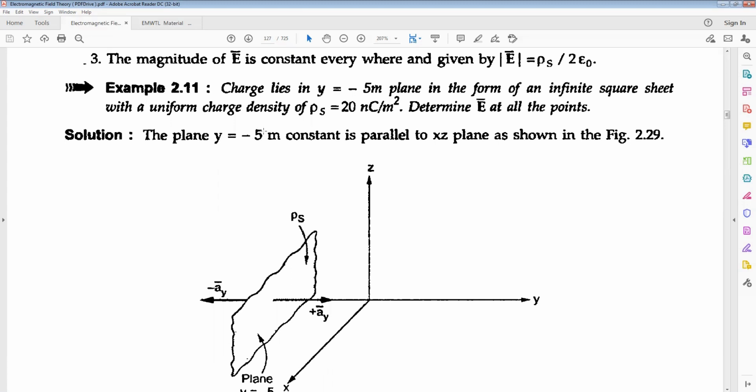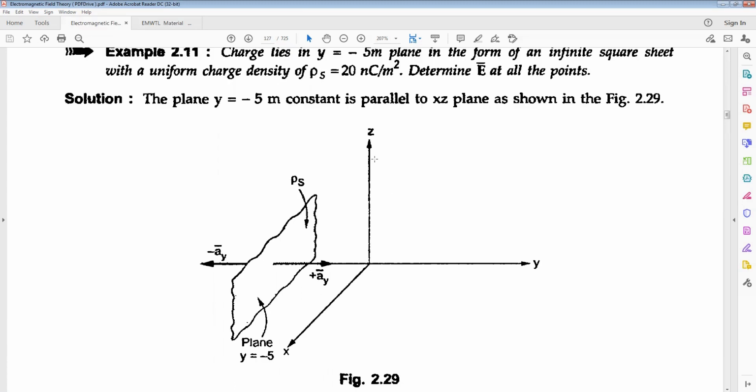The plane y equal to minus 5 meters constant is parallel to the XZ plane, as shown in the figure here. This is the XZ plane, so actually it looks like this. This is the plane of XZ, and the given plane is exactly parallel to it. Got it?